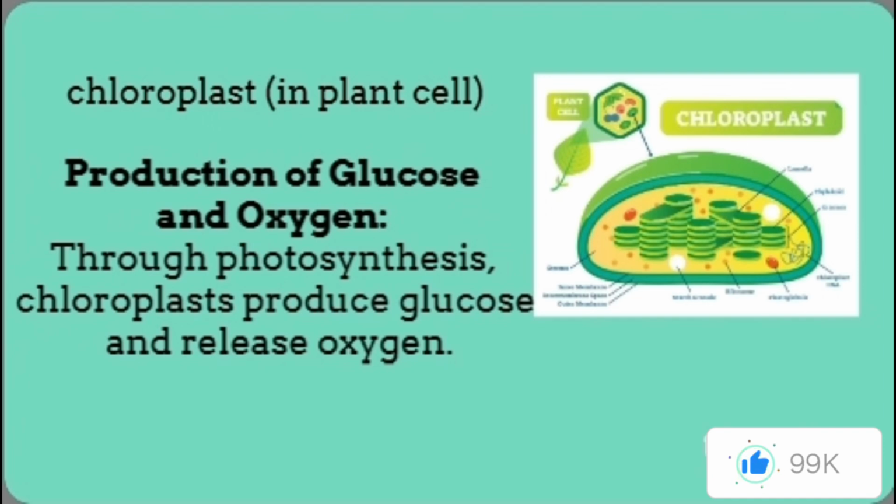Production of glucose and oxygen. Through the process of photosynthesis, chloroplasts utilize absorbed sunlight, water, and carbon dioxide to produce glucose, a form of chemical energy stored in plants. Additionally, oxygen is released as a byproduct into the atmosphere, contributing to the oxygen cycle essential for life on Earth.